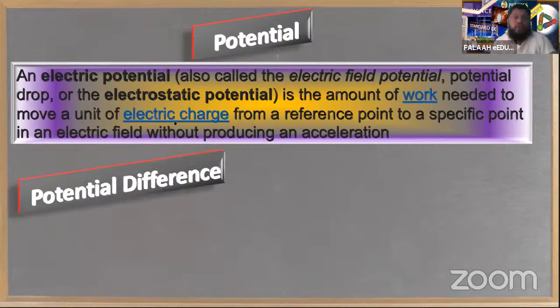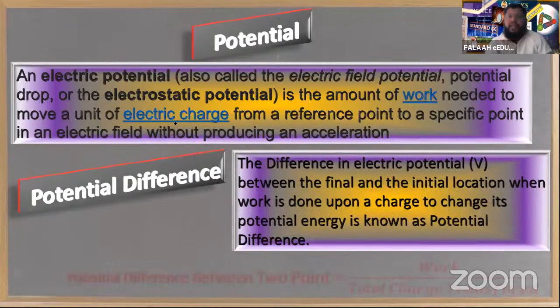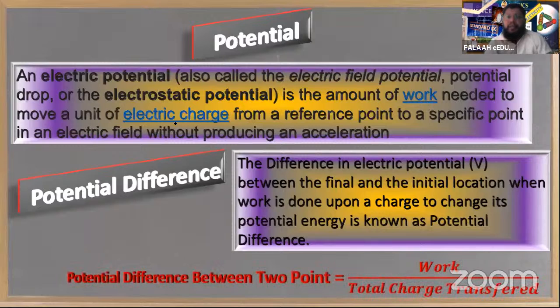Now we are going to understand the potential difference. We know the potential difference between two potentials is the potential difference. That's all. In short, what is potential difference? Difference between two potentials. That's all. Now we want to introduce the scientific definition. What is the potential difference? The difference in electric potential between the final and initial location when work is done upon a charge, its potential energy, known as a potential difference. So this is the definition.